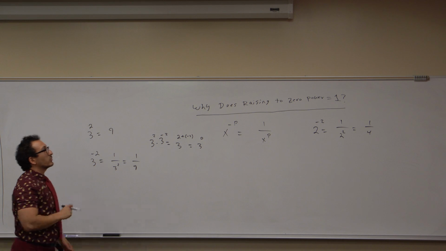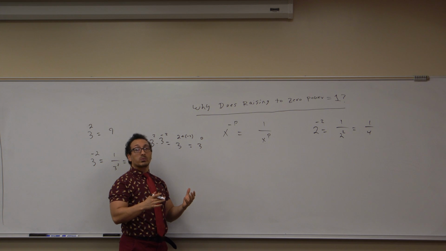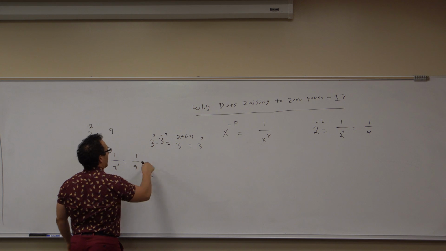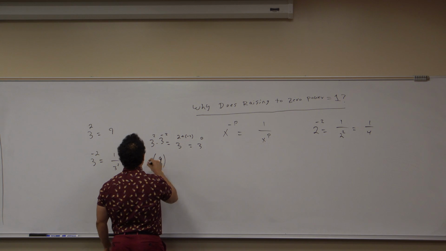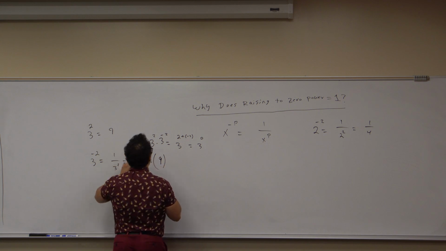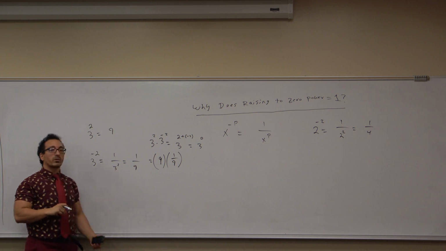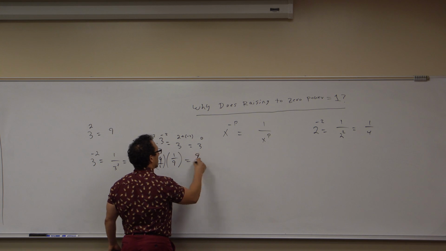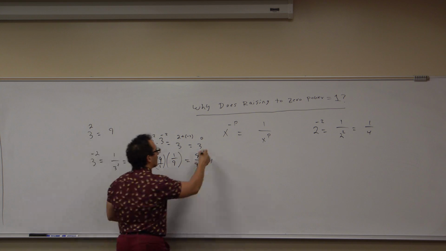Alright? Now let's assume we don't know that this equals 1. How would we be able to determine that? Well, notice that 3 squared is 9. And 3 to the negative 2 is 1 over 9. Okay? 9 times 1 over 9 is 1, clearly, right? Because the 9 is over 1, that's how I get 9 over 9, which is 1. This shows that 3 to the 0th power should equal 1.